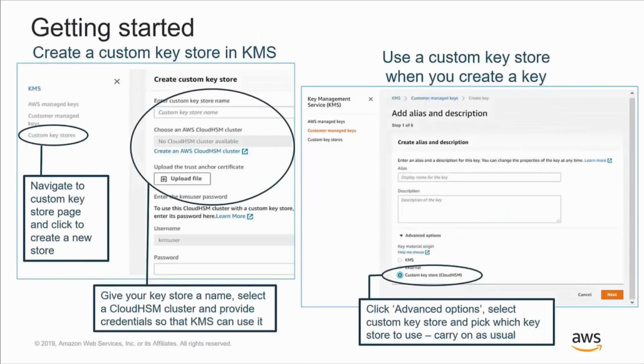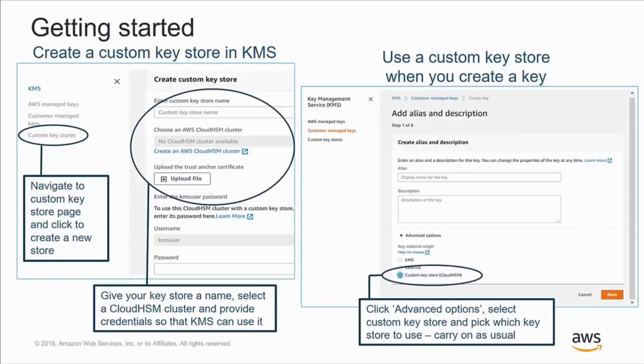It's actually simpler to use than it sounds. If you want to get started, again, navigate to the KMS console. You'll see a new entry when we launch the feature called Custom Key Stores. Obviously, the same functionality is available through the KMS APIs. Click to the Custom Key Stores page. If you already have a custom key store defined, then you'll see a list of your key stores. If not, then you can create a new custom key store.